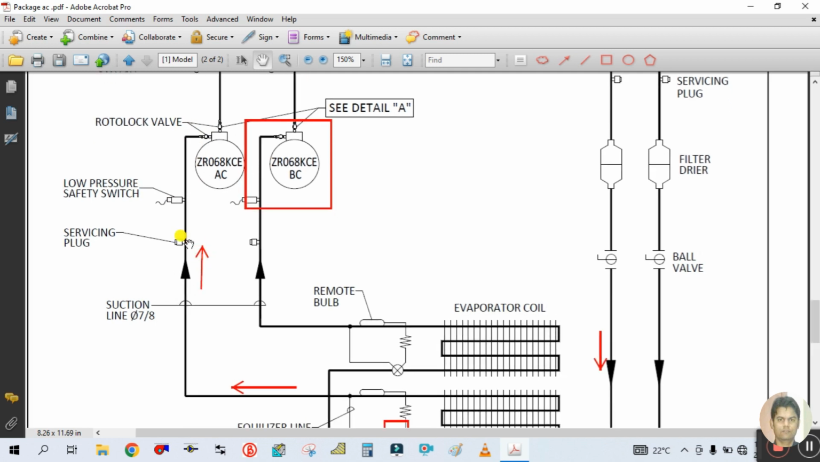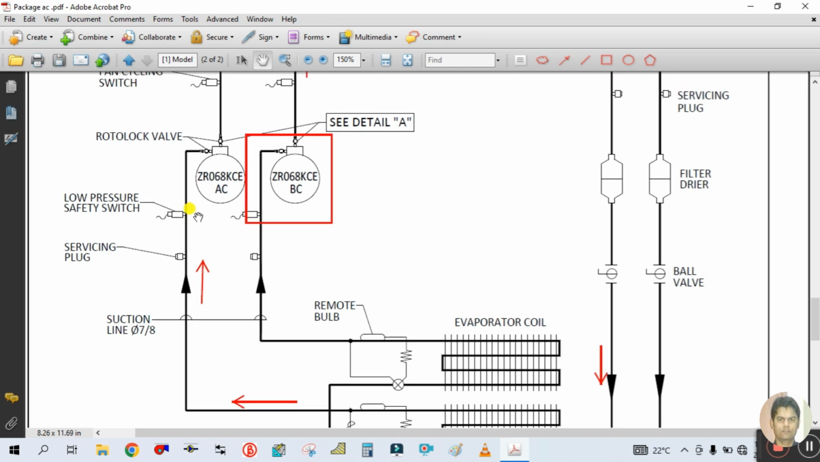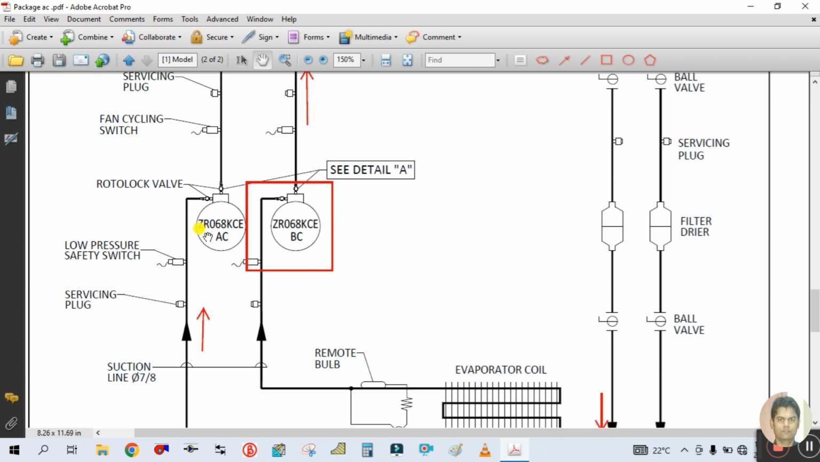So here in this suction line, the refrigerant is in vapor phase, but the temperature and pressure is low. The refrigerant entering this compressor should always be in vapor condition, because if liquid enters the compressor, it will damage it. So before entering the compressor, the refrigerant should be converted to vapor condition.